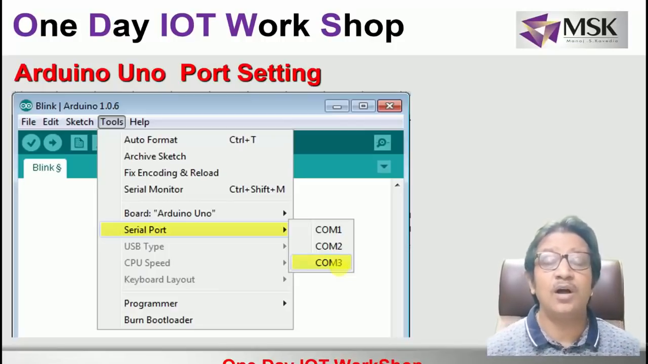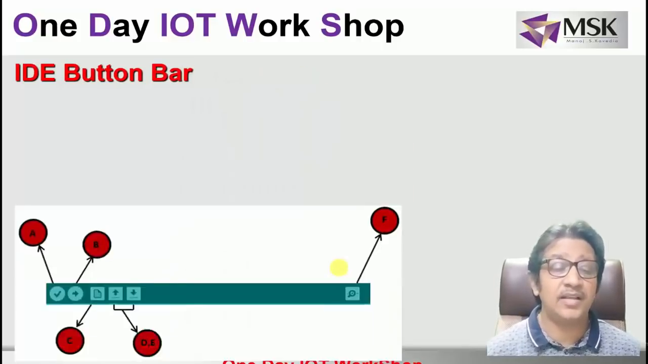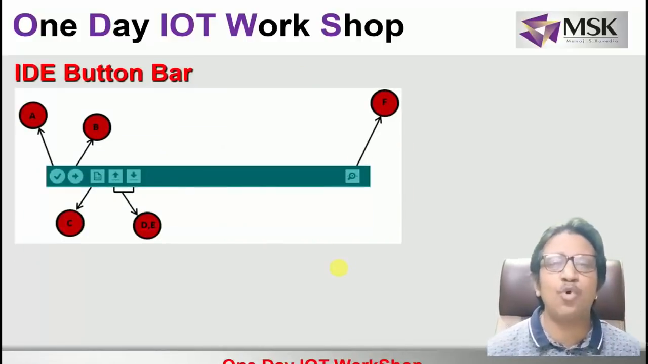So let's move further with the options. The major option on the button bar is the first one, that is to check whether my code is proper or not.